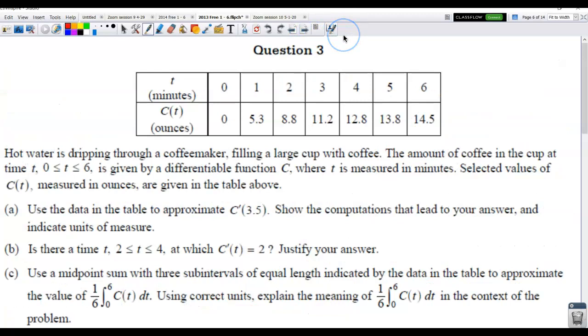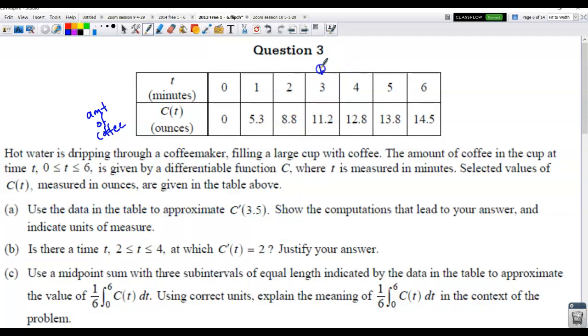And then question number 3. We have our table problem. And in this problem, hot water is dripping through a coffee maker, filling a large cup with coffee. The amount of coffee in the cup from 0 to 6 inclusive is given by a differentiable function c. So this is the amount of coffee measured in ounces. Selected values of C of t are given in the table as I just indicated. Use the data in the table to approximate C prime of 3.5.